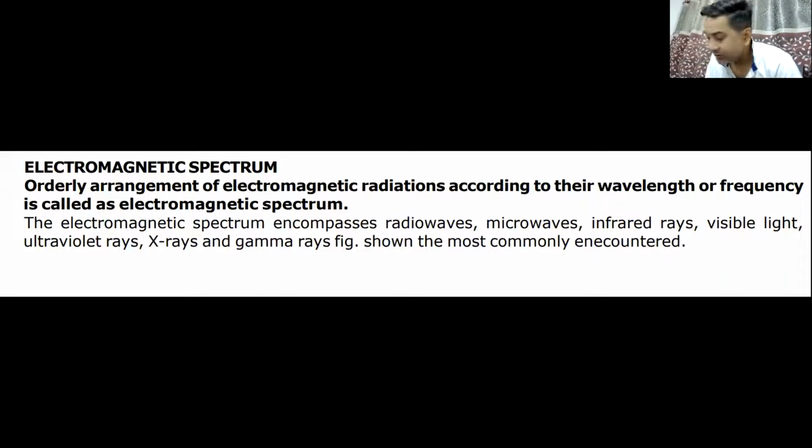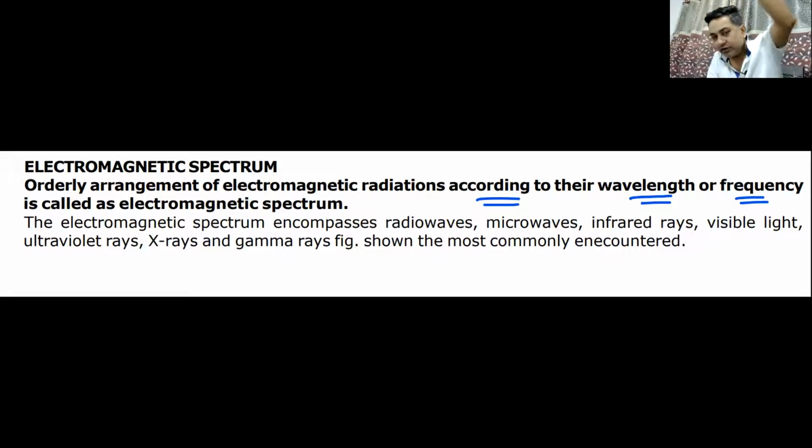That takes us to the next thing, which is known as the electromagnetic spectrum. What do you mean by electromagnetic spectrum? It is nothing but when we arrange all these electromagnetic radiations according to their wavelengths or frequency, in increasing or decreasing order of wavelength or frequency, that arrangement is known as the electromagnetic spectrum.